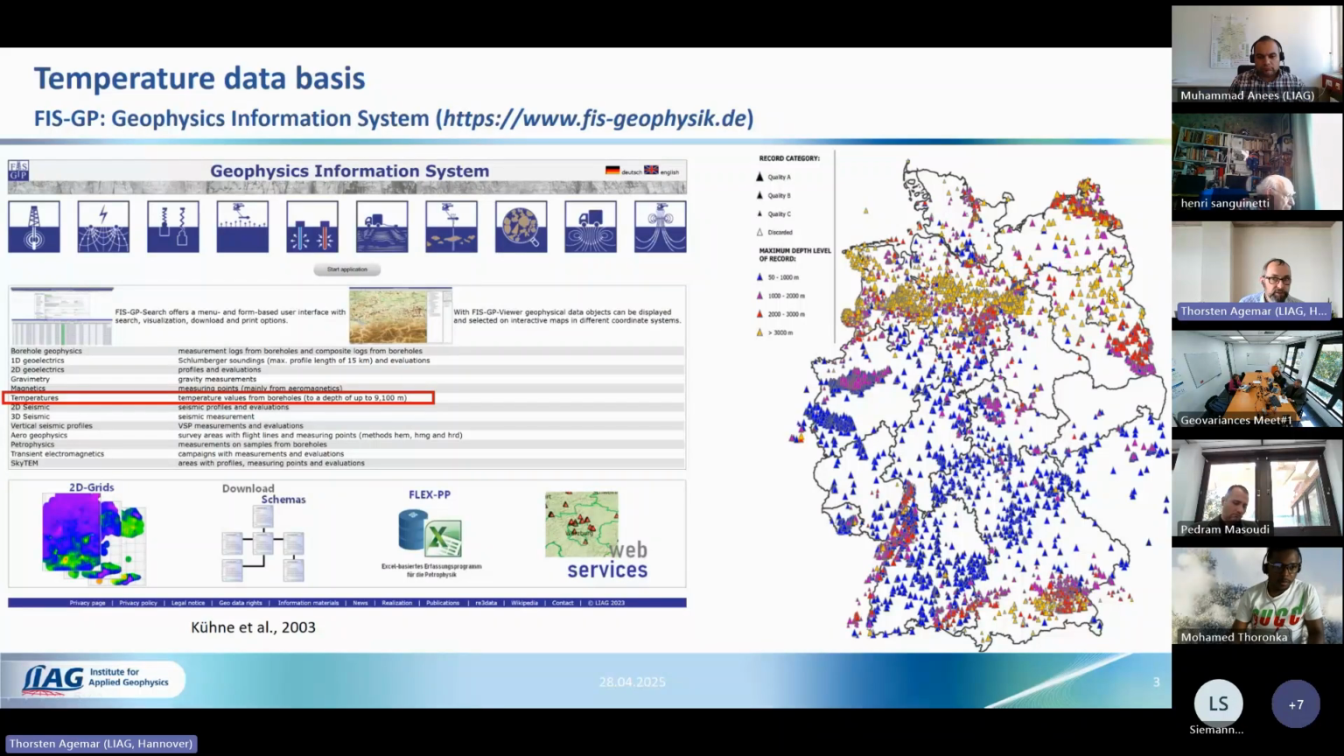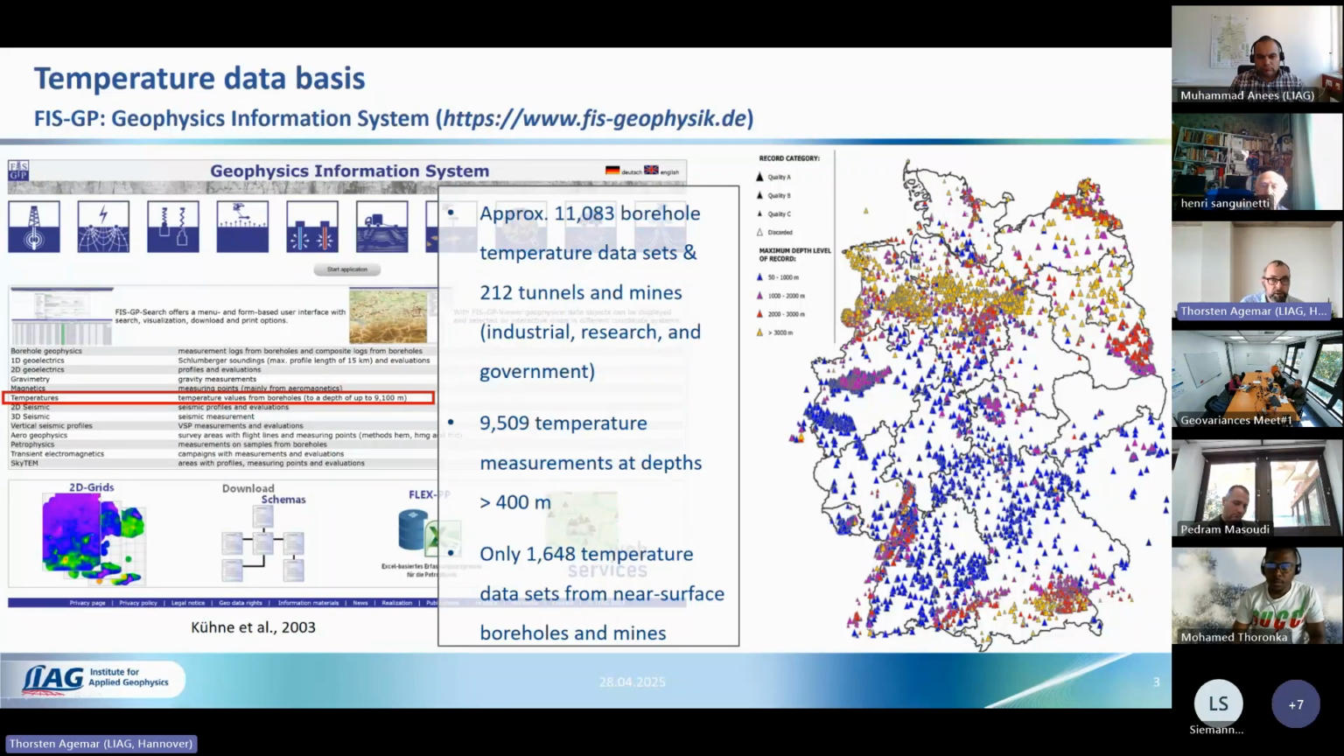Okay, we have about 11,000 boreholes with temperature records, and some temperature records from tunnels or mines. Especially regarding the very shallow data, these are of course not so much in the focus of the hydrocarbon industry. That is between 0 and 400 meters. We have very few data that look specifically at this depth range. This is something where Mohammed Anis will later also go into more detail.